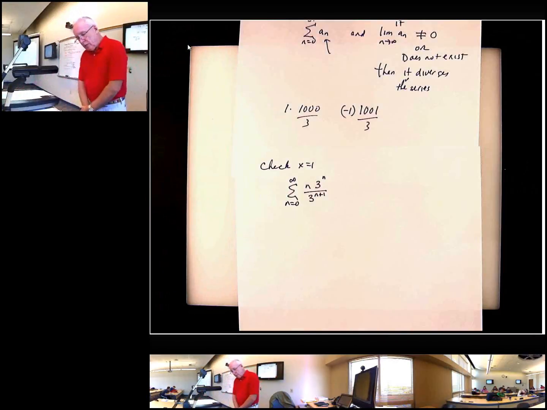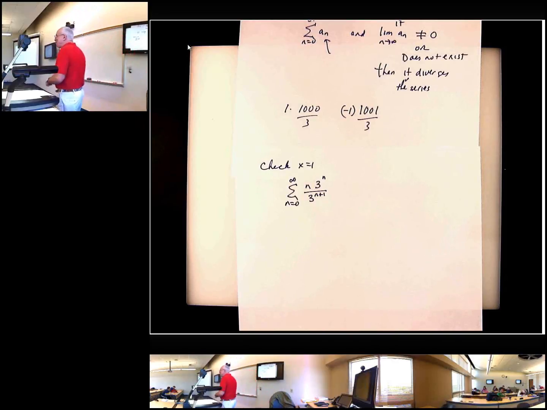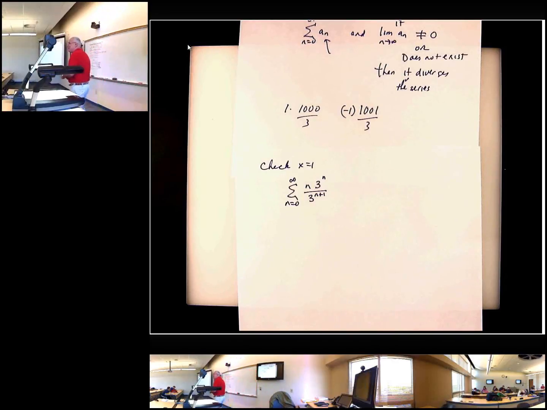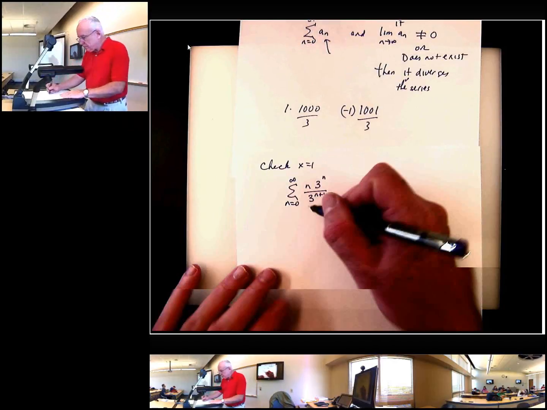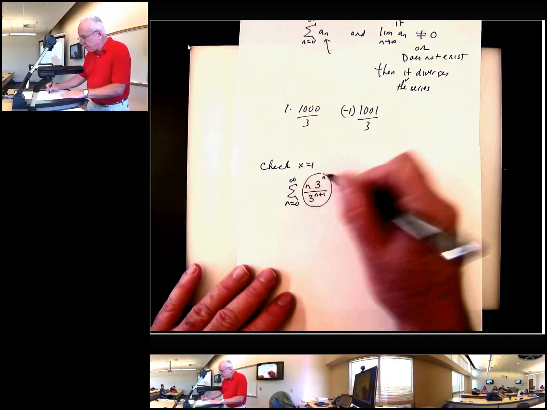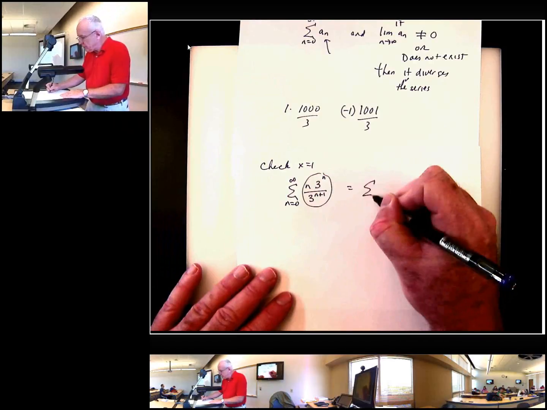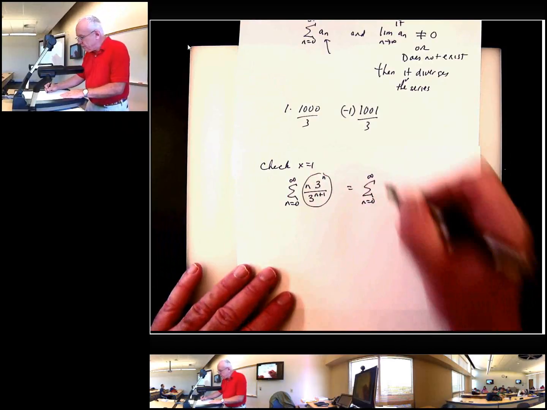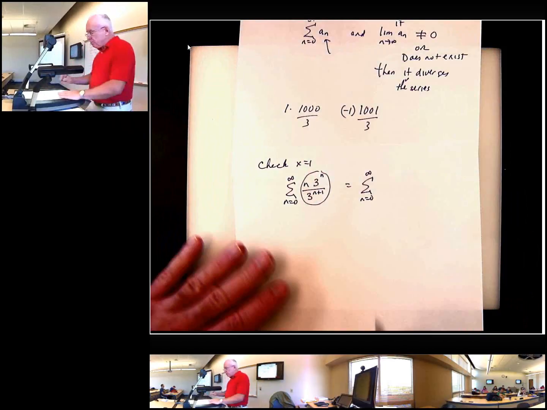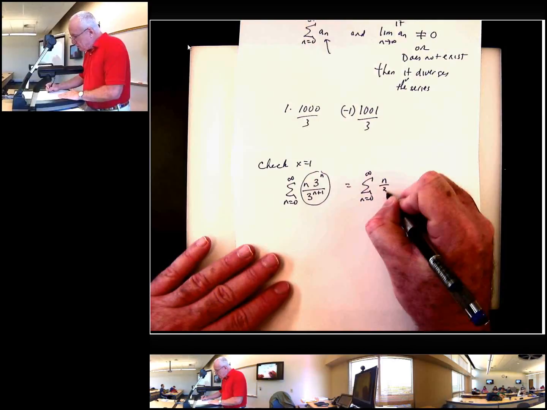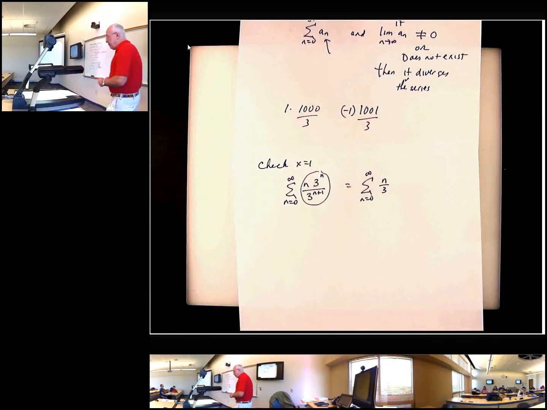Okay. So again, let's simplify this term here. What does this whole part here simplify to? Number 3. Yeah. So n equals 0 to infinity. We still have an extra power of 3 on the bottom. So we're left with n over 3. All right.